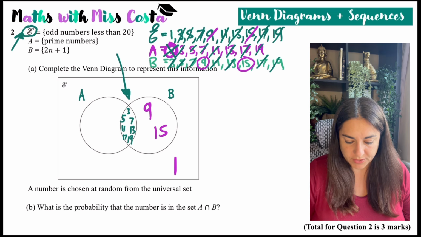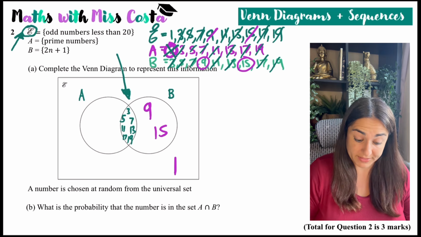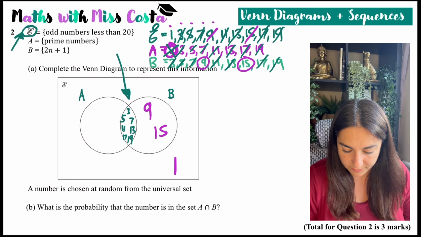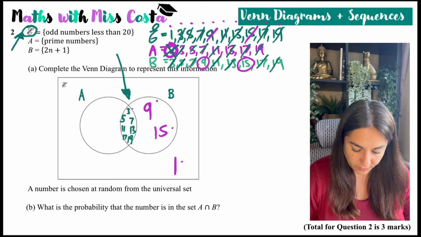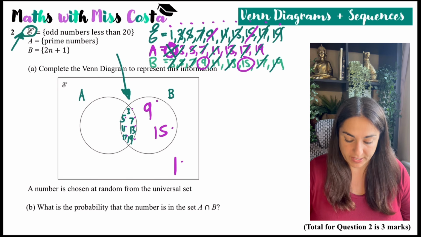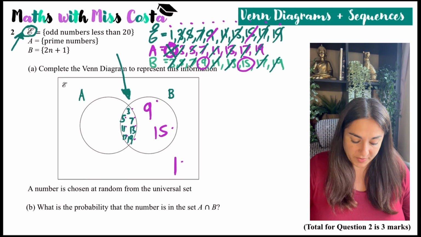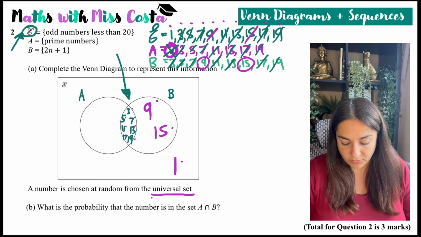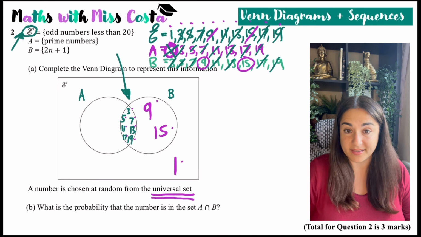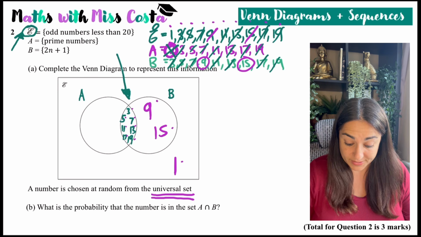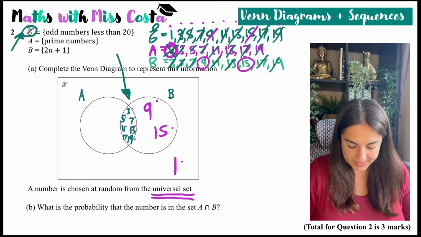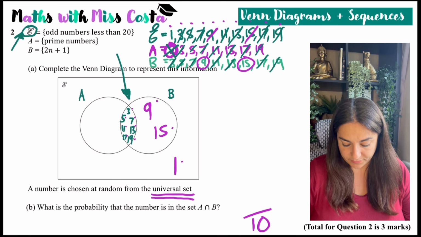And in total, to double check, how many numbers are there? So there's 1, 2, 3, 4, 5, 6, 7, 8, 9, 10 numbers. So you know you've put the right numbers in. And then told that a number is chosen at random from the universal set. So how many numbers did I just say there were in the universal set? There are 10. So therefore the probability is going to be out of 10.